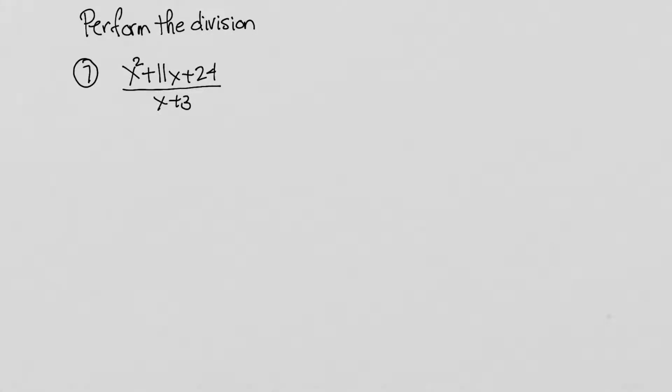Let's make this division. We're going to divide this trinomial by this binomial. Now we're going to set this up as we would typically set up division with numbers. We're going to write it like this: x plus 3 into x squared plus 11x plus 24. And now we'll start the division process.